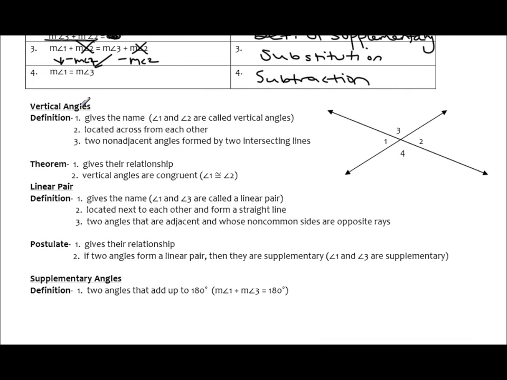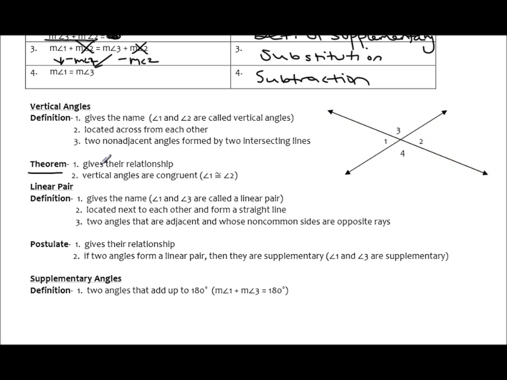Okay, so with vertical angles, you can have the definition of vertical angles. If I just say that angle 1 and 2 are vertical angles, I would call that the definition of vertical angles. Remember that vertical angles are located across from each other, they are congruent, and they are non-adjacent. They are formed by only two straight lines. So if you have to highlight more than 2 lines in order to see that your vertical angles are across from each other, then they're not vertical.